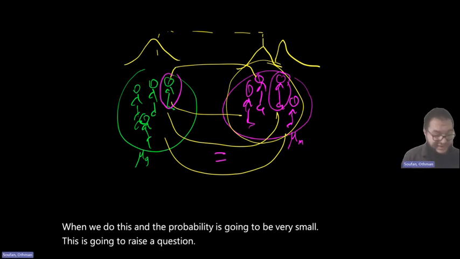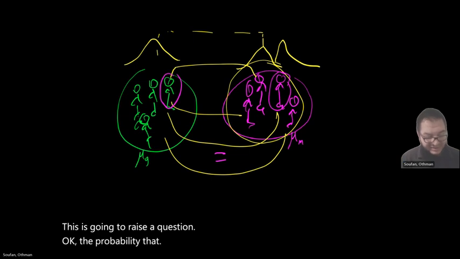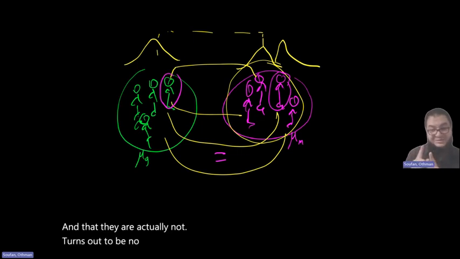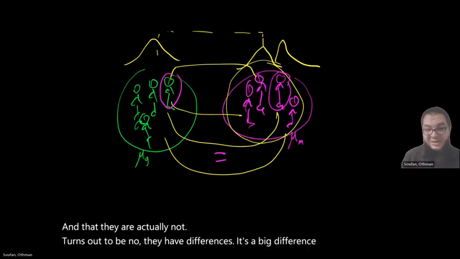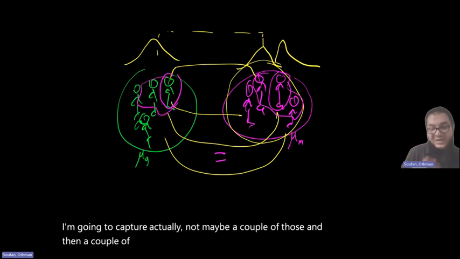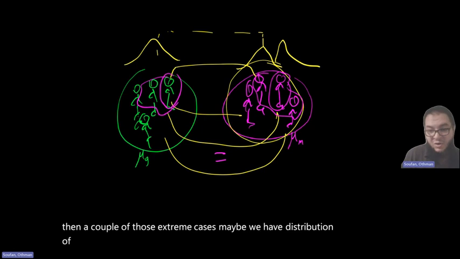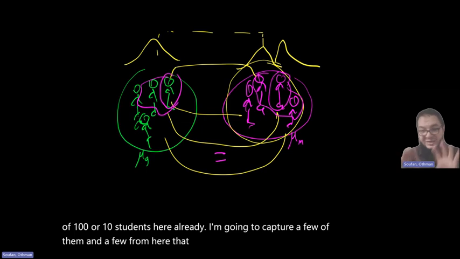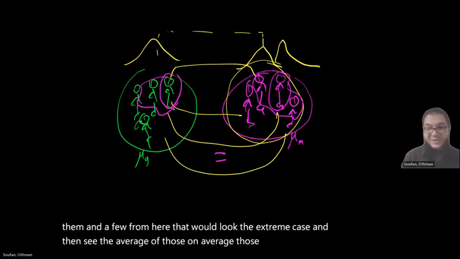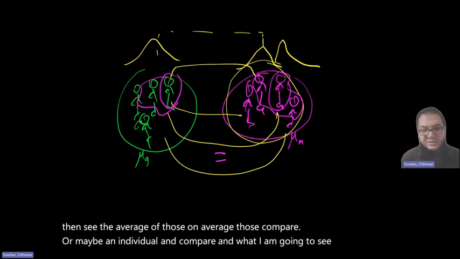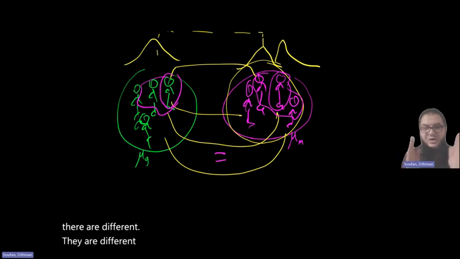The probability to have this case, and that they are actually not different, turns out to be, no, they have differences. It's a big difference. I'm going to capture maybe a couple of those and a couple of those extreme cases. Maybe you have a distribution of 100 or 10 students here, or 100 students. I'm going to capture a few of them and a few from here. That would look like the extreme case. And then see the average of those and the average of those. Compare. Or maybe an individual and compare. And what I'm going to see, oh, they are different. They are different. Here we go.